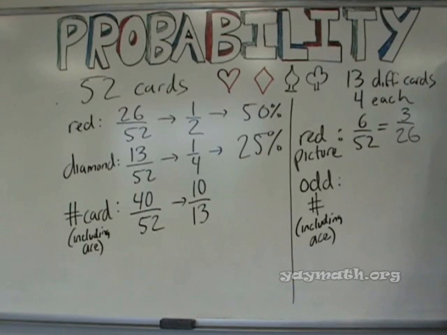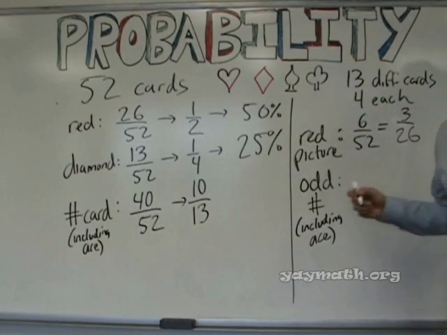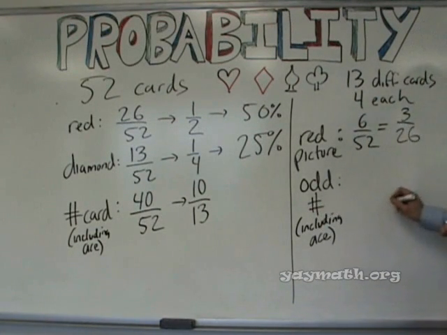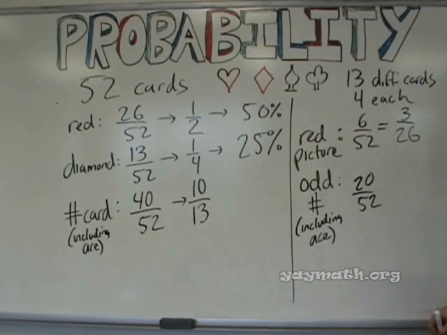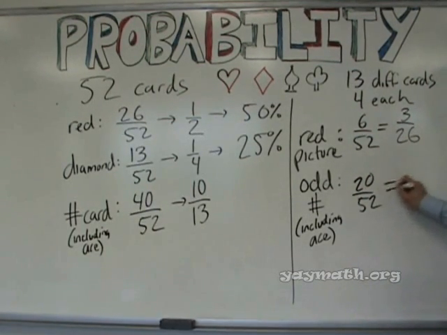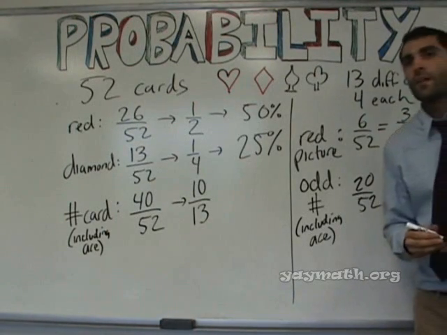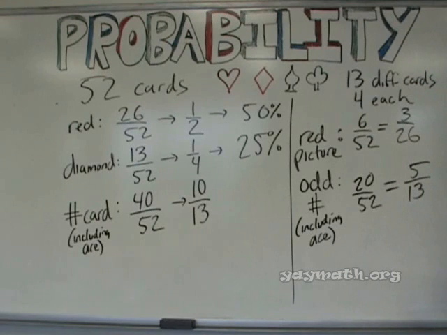5 times 4 is 20. With a problem like that, you only need to find it out of 1 suit, because you're going to divide it by 4 anyway. So 5 out of 13. With a problem like this, you only need to find it in 1 suit because you're going to divide it by 4 anyway. Yeah, that's true.